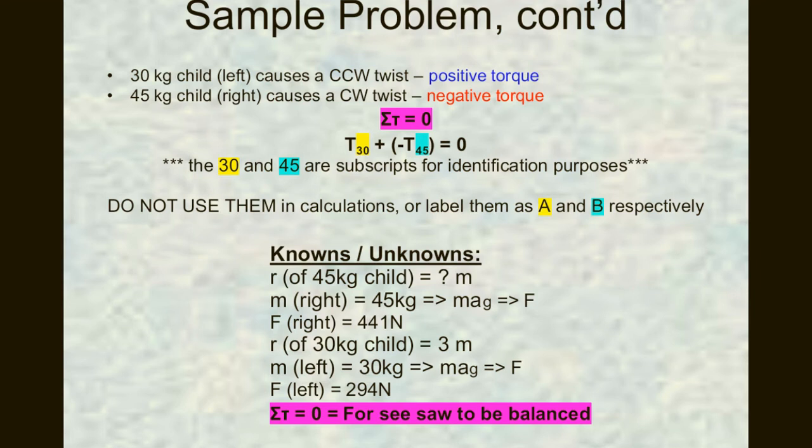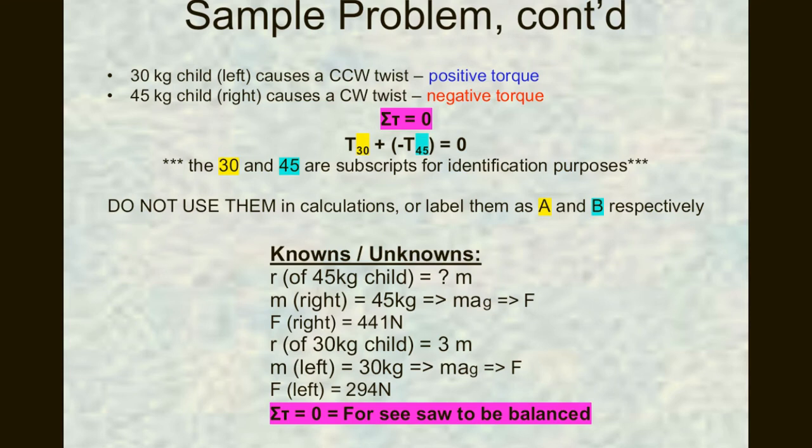In this case, we're talking about the torque of the 30 kg child plus the negative torque of the 45 kg child is equal to 0 because that seesaw was balanced. All right, so let's do our knowns and unknowns. We are solving obviously for the R of the 45 kg child. That's the distance that we need to solve for, that's in meters. We have the mass of that child on the right, and that was 45 kg.